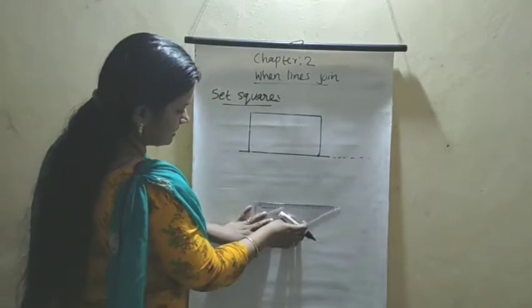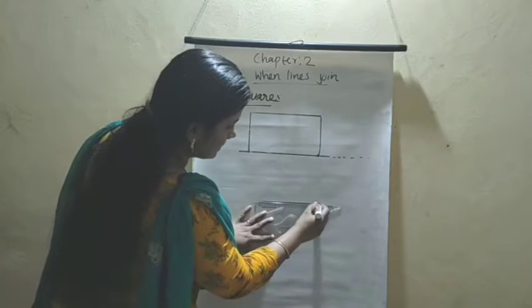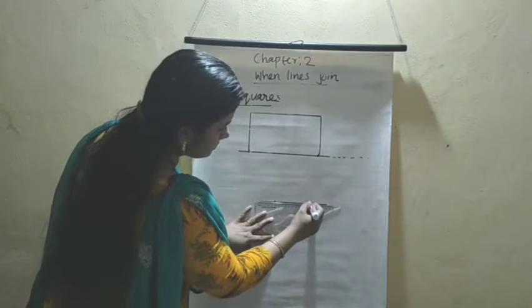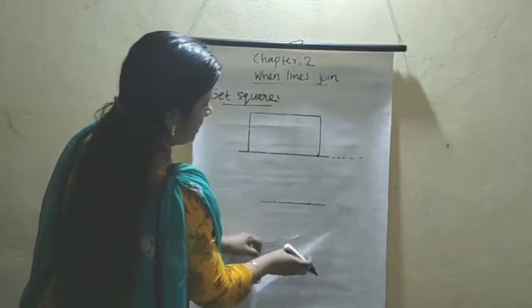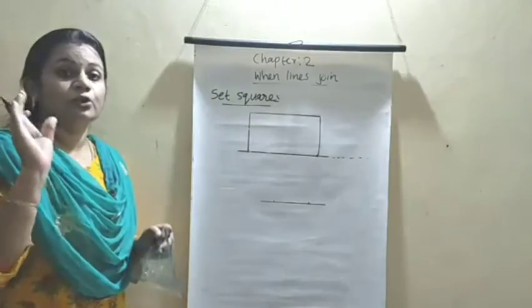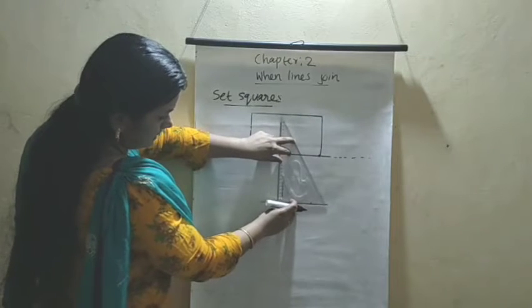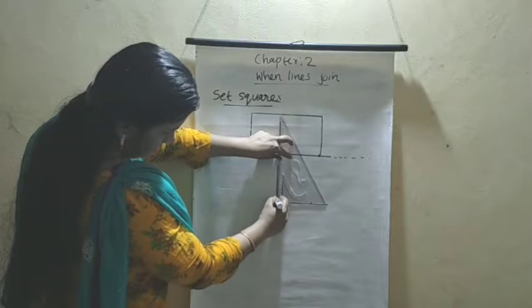Then draw the straight line. Draw the straight line like this. Then you put dotted lines, right side and left side, 2 small dotted lines. Then put the set square here and draw the 10 centimeter.